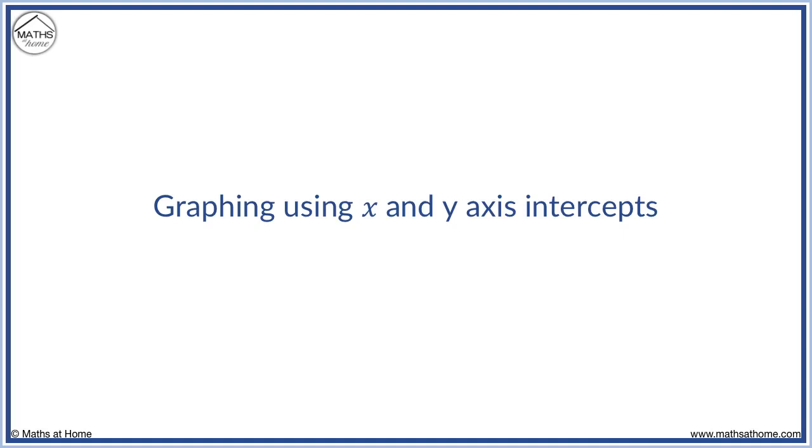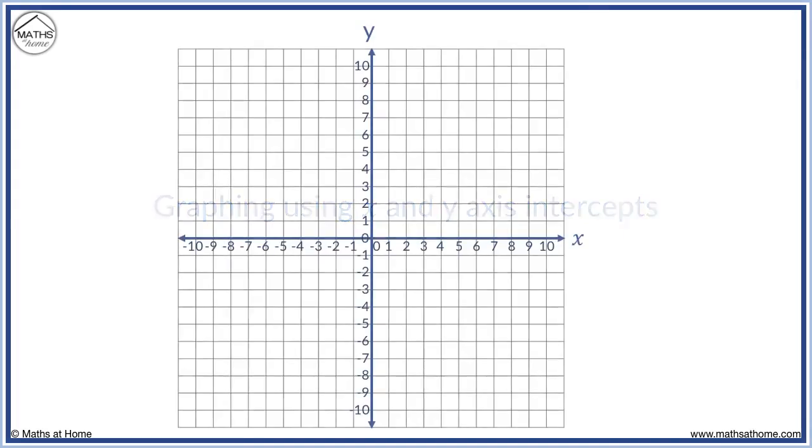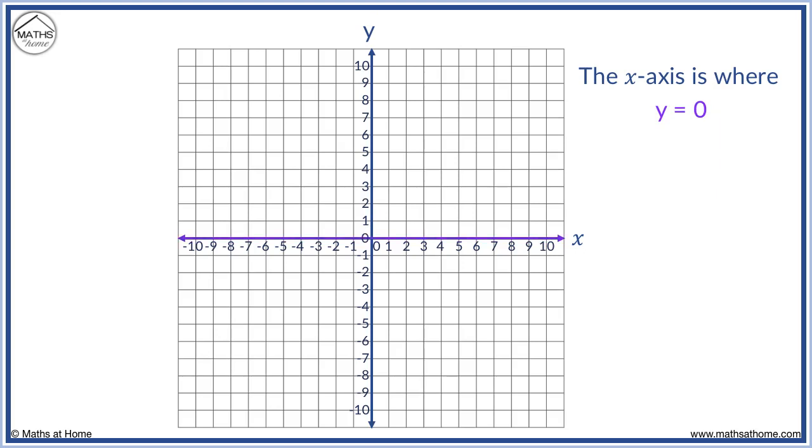In this lesson, we learn how to graph an equation by finding the x and y intercepts. Here is an x and y axis shown on a set of Cartesian axes. Here is the x-axis marked with an x. The x-axis is where y equals 0. This is the y-axis. The y-axis is where x equals 0.